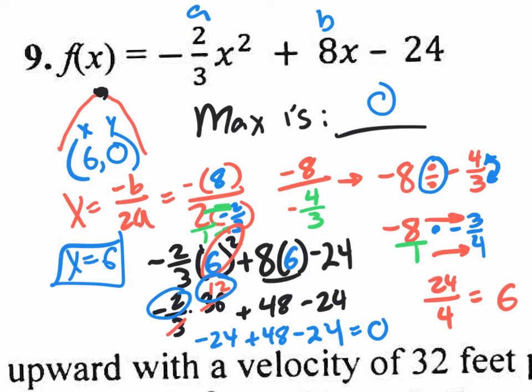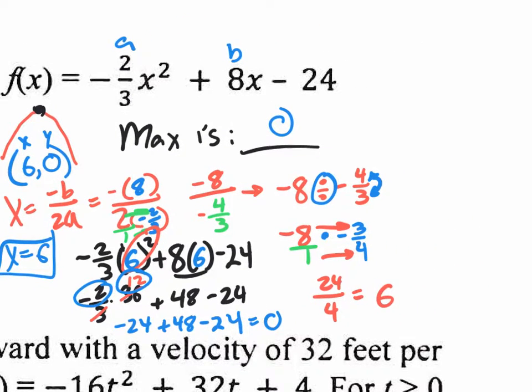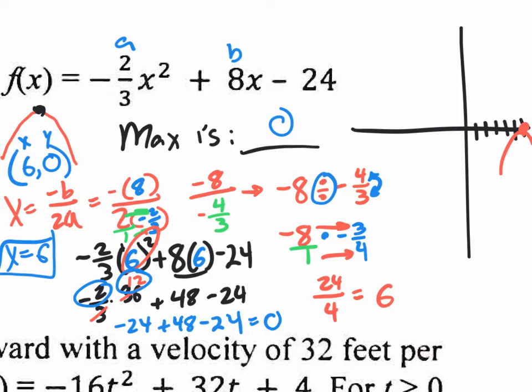So 6, 0 is the maximum value. That is the vertex. So that does sound weird that the max value is 0, but all that really means is visually, if I were to have graphed it, the vertex we said was at 0, 6, right? No, 6, 0. So 6, 0 would be 1, 2, 3, 4, 5, 6, 0. So this is the max value. That just means that your parabola opens down from that point.